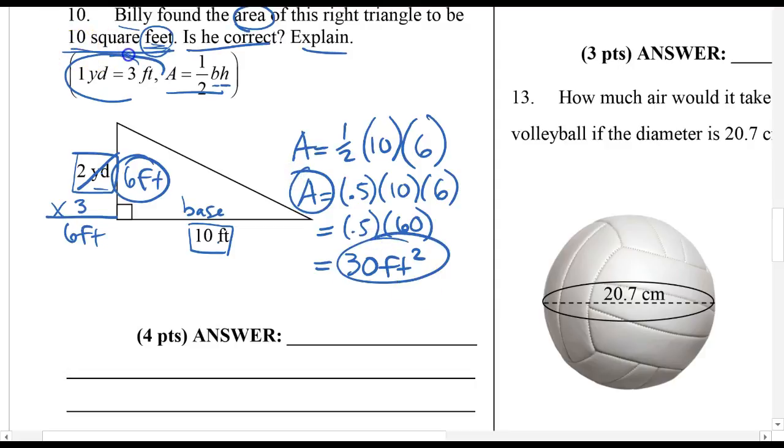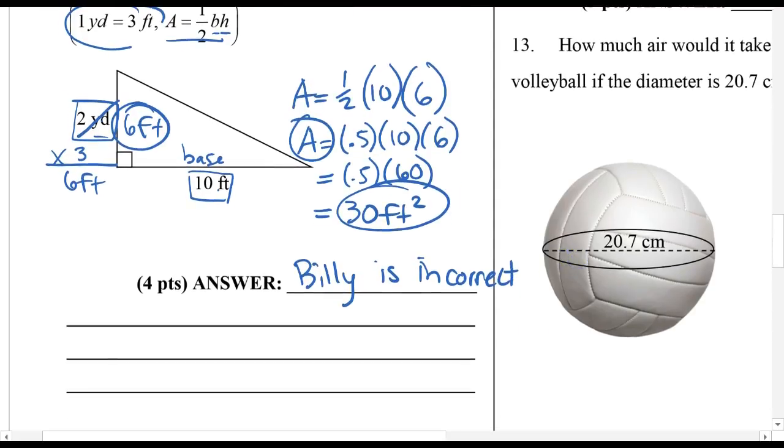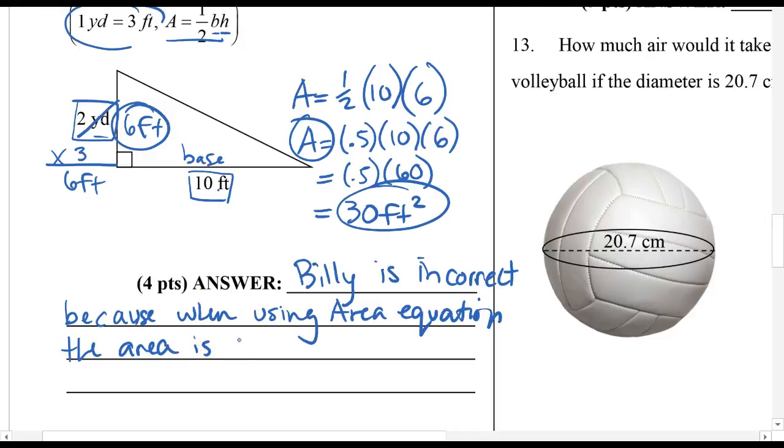So Billy said it was 10. So that means that Billy is incorrect. Billy is incorrect because when using the area equation, the area is 30 feet squared.